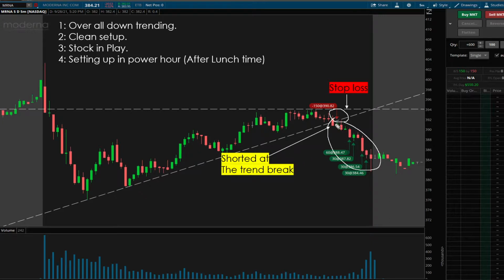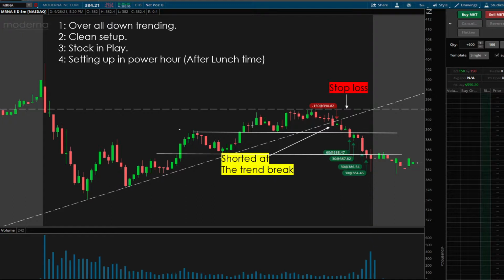Once I shorted here, this is my stop loss. Now I'm going to look for my targets. So what I do for my targets, I look for support levels. If you look here, this is the support level. Okay, this was the support level, and then this was the support level right here. So all I'm doing is taking profit at support levels.